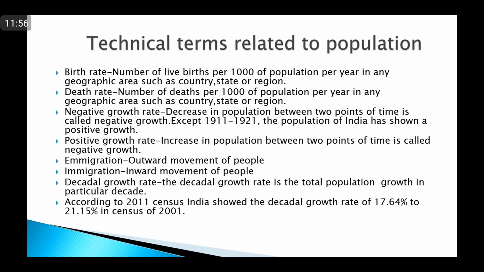Now, I hope you have understood these two, the absolute numbers and the percentage change per year. Now, there are few technical terms related to population as I have written over here: birth rate, death rate, negative growth rate and positive growth rate, immigration, decadal growth. The census of 2011 showed a decadal growth of 17.64% compared to 21.15% in the census of 2001.